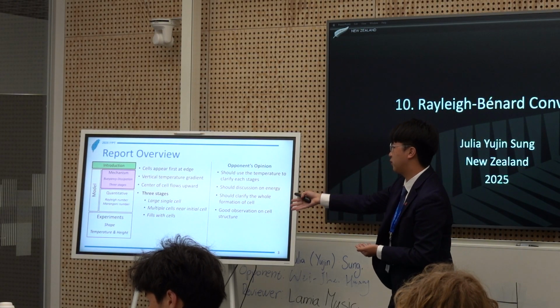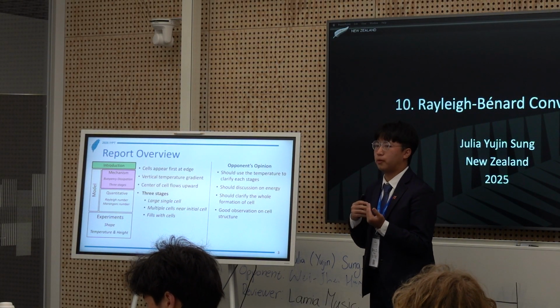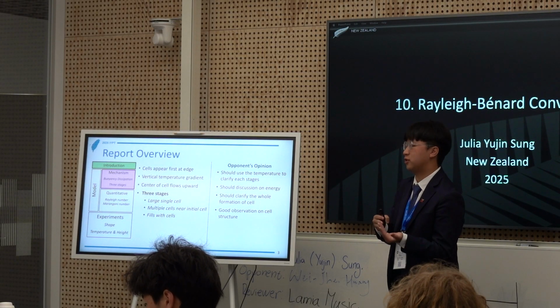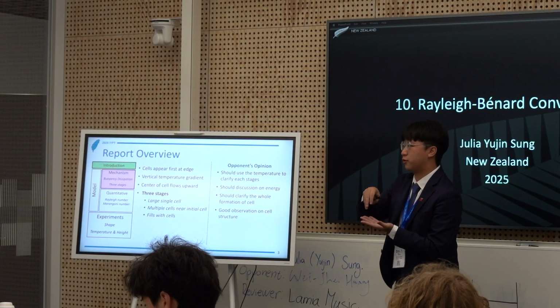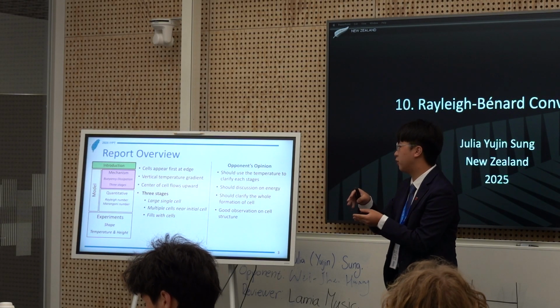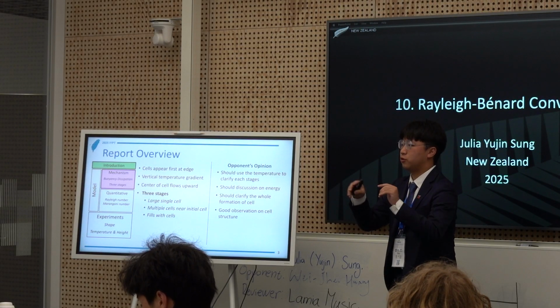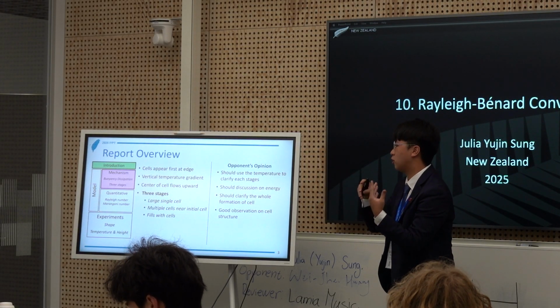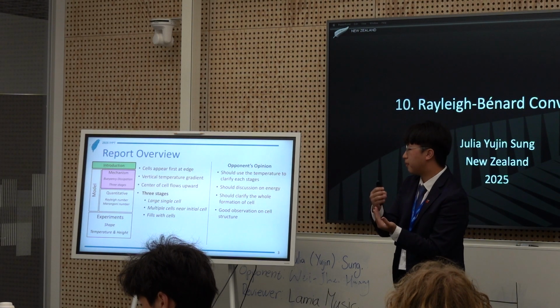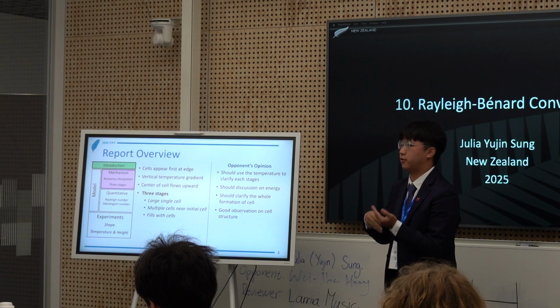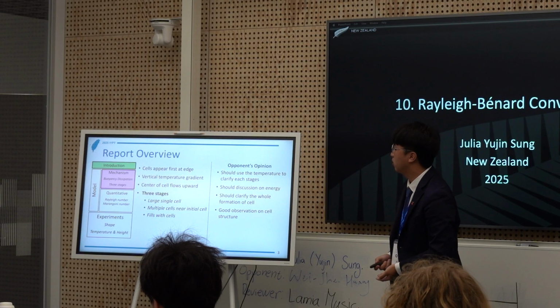And there are 3 stages here. I think the reporter could mark the temperature during these 3 stages to clarify at which stage the cells start to emerge from the edge and from the center. Also, I think the report should discuss energy more, because it's about convection transporting energy during this whole process. Also, I feel the report has a good observation of cell structure, seeing the different sizes and different areas.